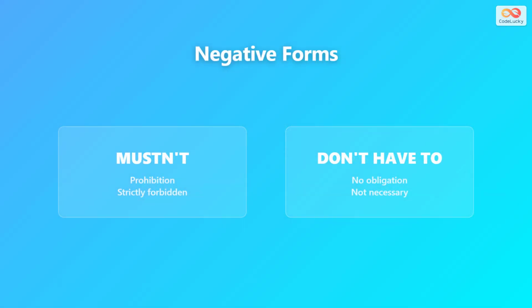The negative form must not is mustn't, which means you are prohibited from doing something. You must not touch something dangerous. The negative form of have to is don't have to, which means there is no obligation. You don't have to come if you don't want to.